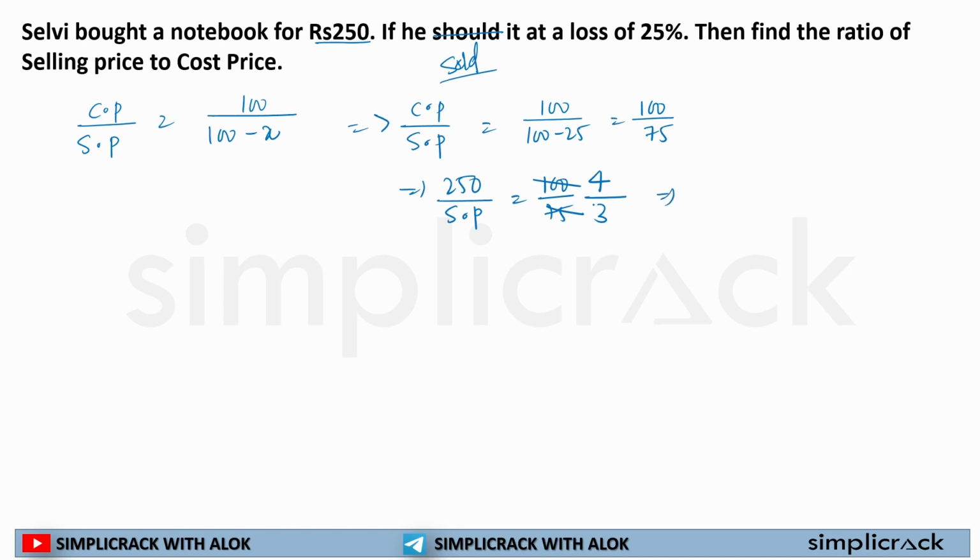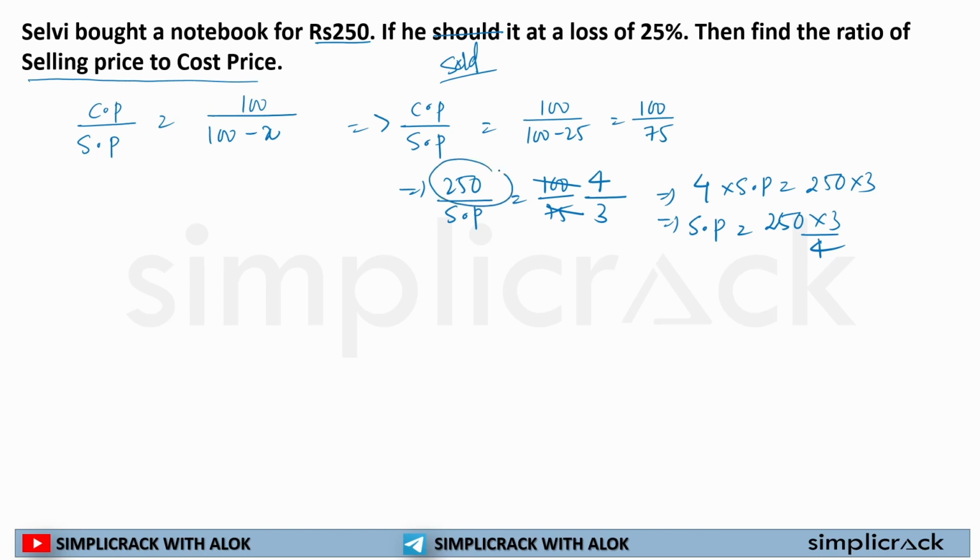Now if I cross multiply, I will get 4 multiplied by selling price is equal to 250 multiplied by 3, or selling price is equal to 250 multiplied by 3 by 4. I can solve it, but in the question it is written that selling price to cost price.